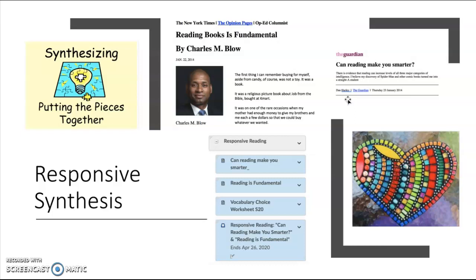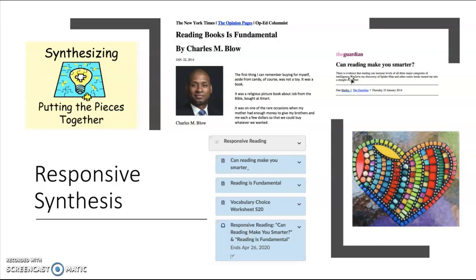And don't forget that just because you're synthesizing and you're writing about both of these together doesn't mean that your opinions don't go in here, because it's still a reflection paper. Your ideas, your opinions, you need to show up in this paper. So you might say, I agree with, or I disagree with, or whatever.